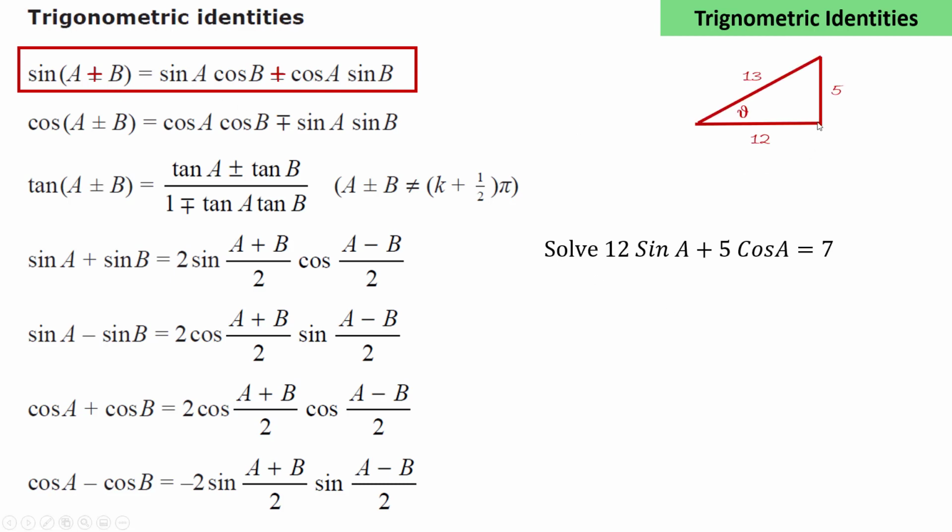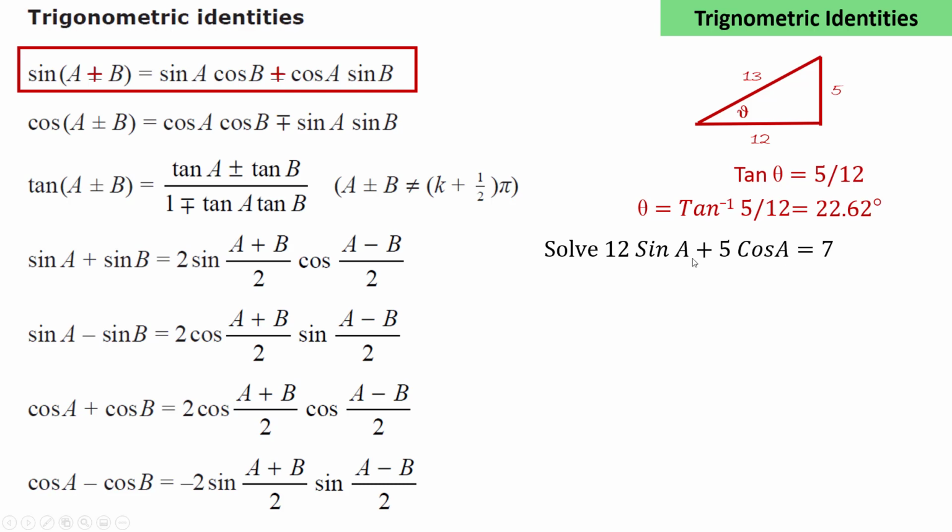So we draw a triangle with height 5, base 12. We calculate the hypotenuse, which in this case is 13. Sine theta will be 5 over 13. Cos theta will be 12 over 13. Tan theta will be 5 over 12. So we can calculate theta, tan to the minus 1 of 5/12, which equals 22.62 degrees.